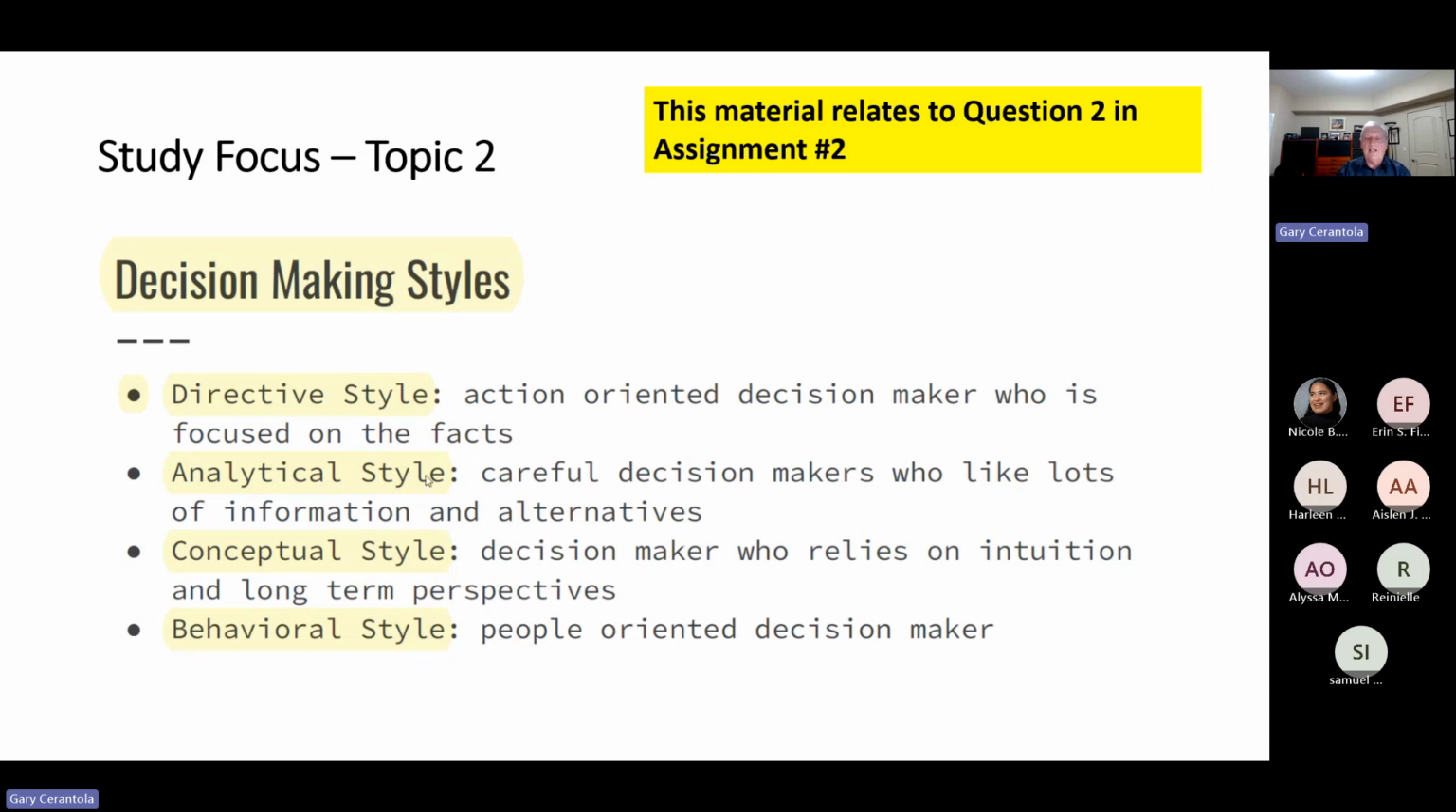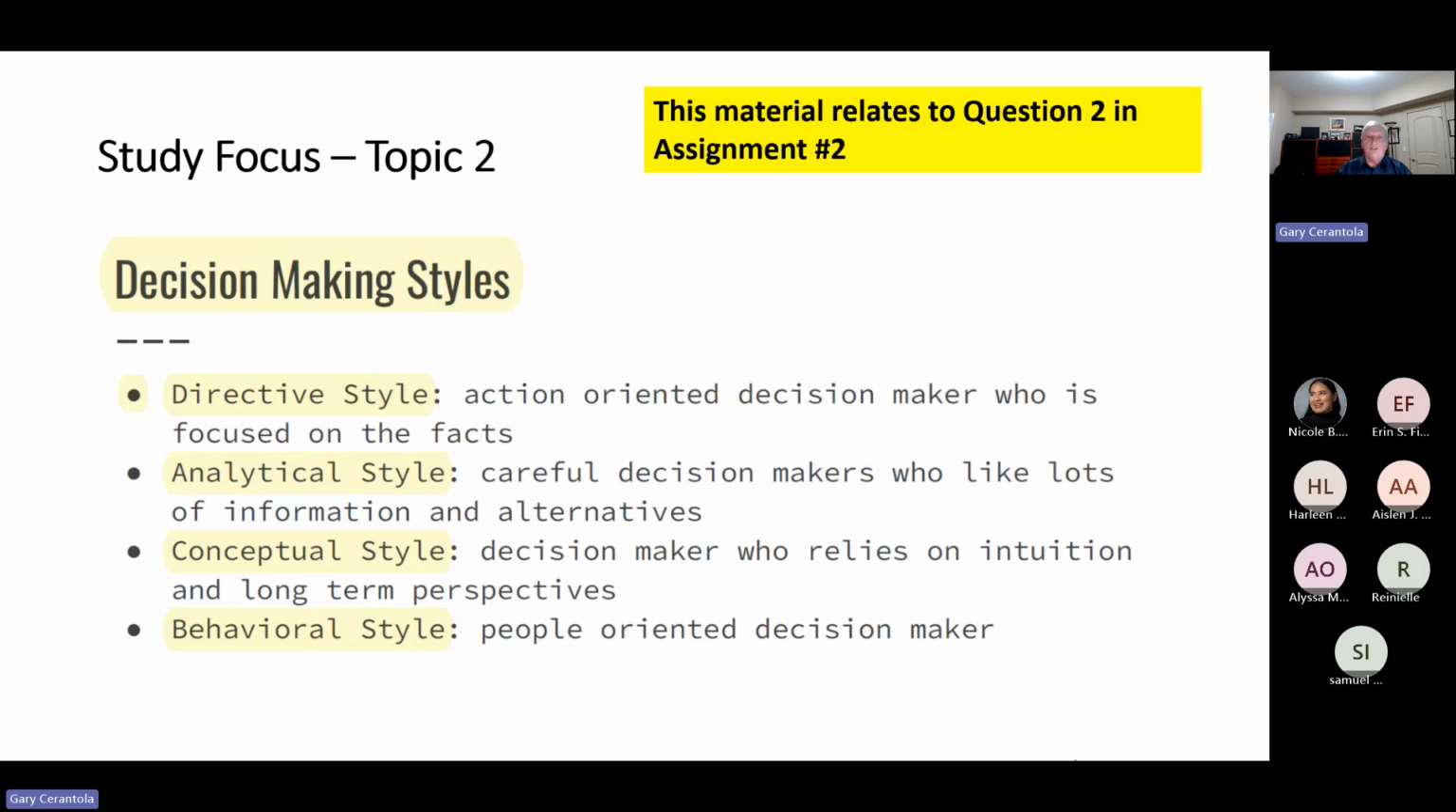As opposed to an analytical style. So, like accountants are a lot more analytical, and they look at lots of information and lots of alternatives to make sure that they're making the right decision. And then there's some people that have a conceptual style. Well, it relies on, really, where are we going with this? What do we have to deal with in the future? And how does this have to not lock us into a certain area in case we have to make a change. So that's a conceptual style.